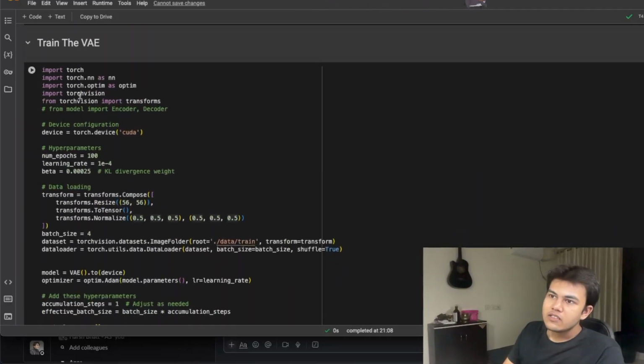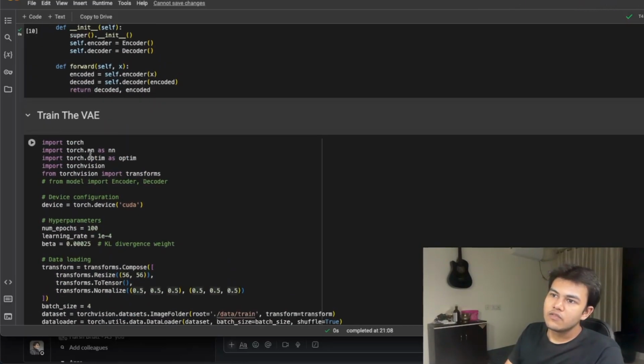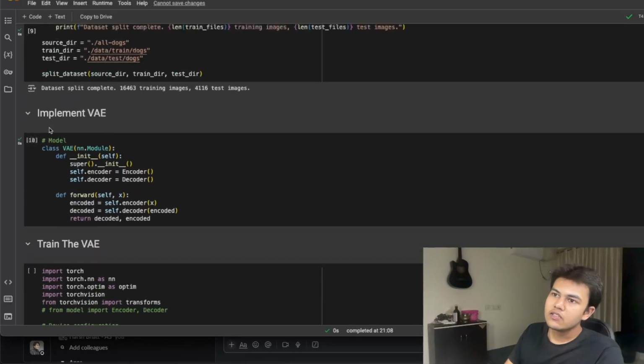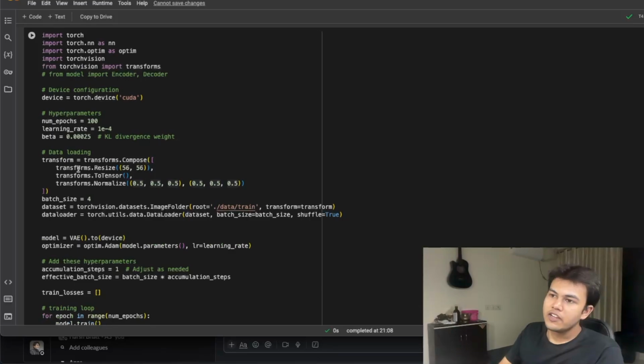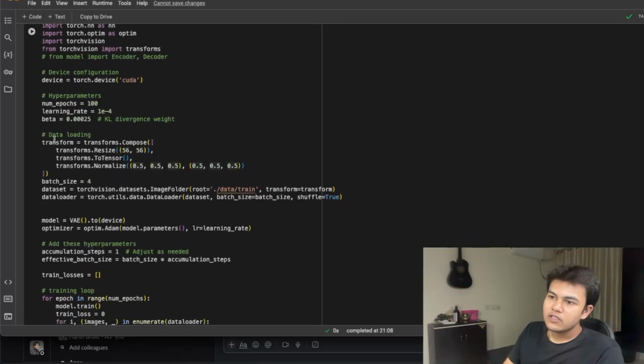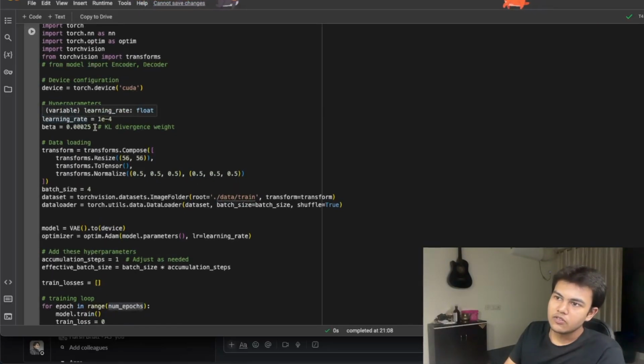And then the last cell we have is train VAE. Here we are using this VAE module to create a training loop and do the forward and backward pass. So let's take a look at the constants and how we are defining them. The number of epochs is going to be 100, and you can tweak it to a certain level depending on how much you can train. Learning rate is 1e.